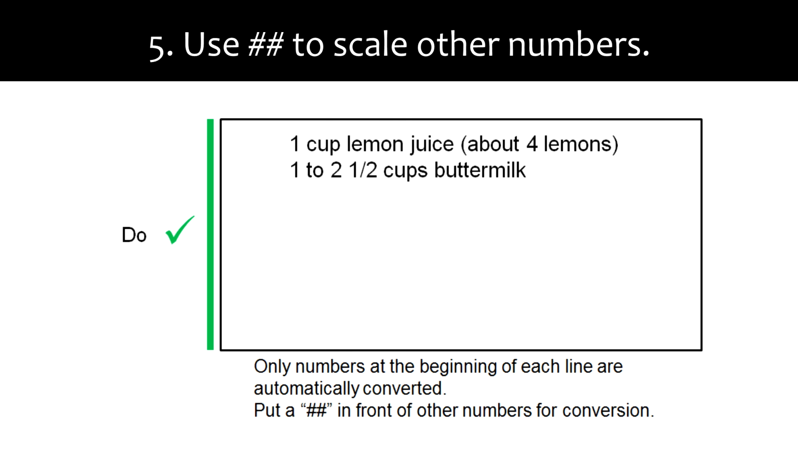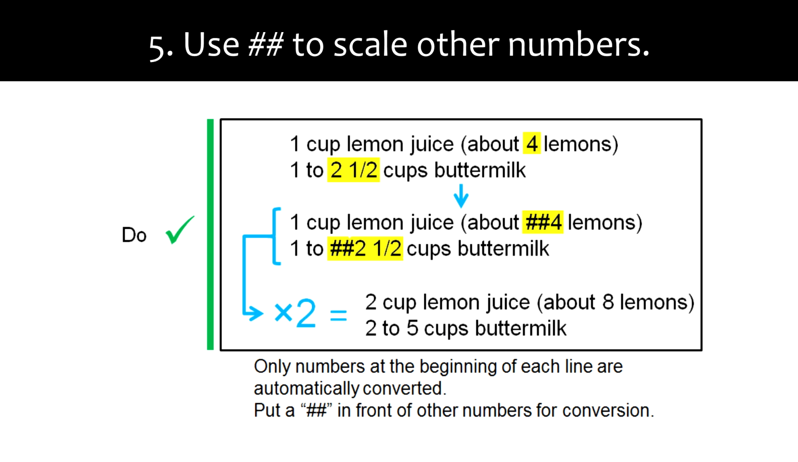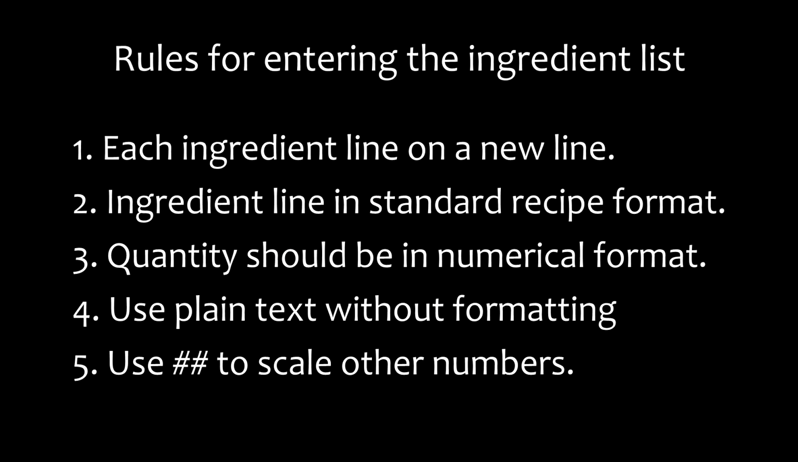Use 2 pound symbols to scale other numbers. If you want to convert other numbers in the recipe as part of the conversion, the tool allows you to tag these numbers by placing 2 pound symbols in front of the number. When performing the recipe conversion, the recipe converter will scale numbers tagged with the 2 pound symbols appropriately. Just remember, leave a space after the number. Also, remember to use this feature wisely since not all numbers in a recipe are meant to be scaled. By remembering to use these rules, the recipe converter will give you more consistent and accurate results.